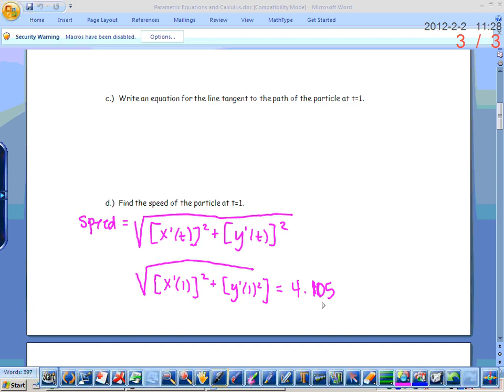And on the AP exam, they would expect to see the speed formula, this bottom line, square root of x prime of 1, quantity squared, plus y prime of 1, quantity squared. And I put the squared in the wrong spot. Should be right there. And then they would expect to see the answer. So speed is really nothing more than knowing the formula. But we'll talk more about that when we get to vectors.